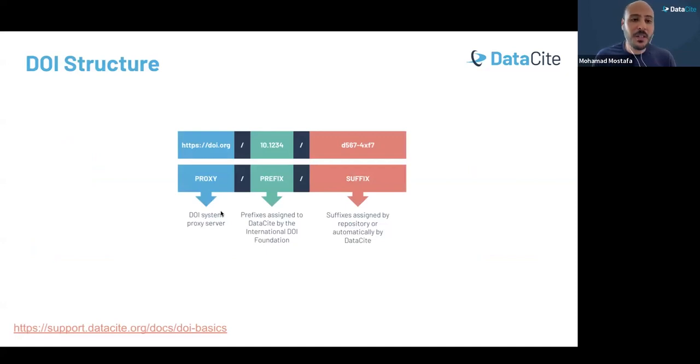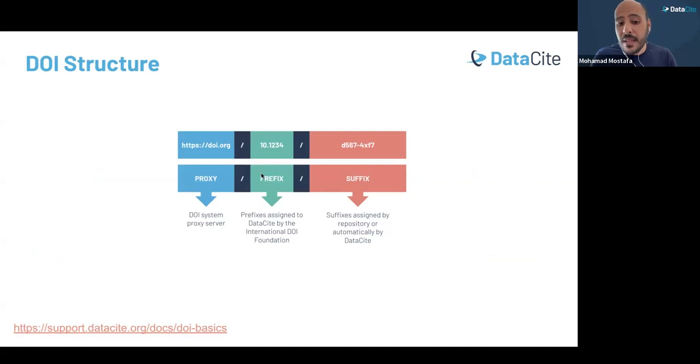So, as I mentioned, we are a DOI registration agency. We provide our members with DOIs. A DOI is that persistent identifier that can be assigned to research outputs. So this is a quick overview of the DOI structure. The DOI consists of 3 different parts. The first part is the proxy, doi.org. So this proxy is the DOI system coming from the proxy server.